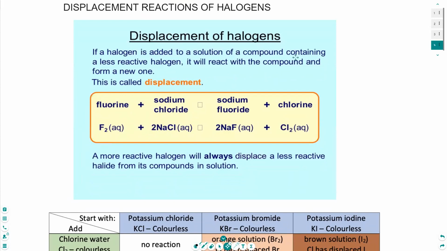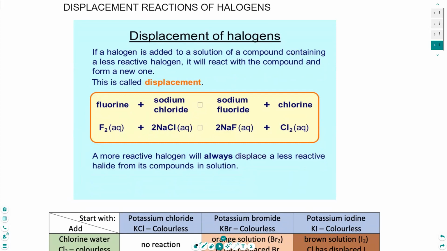So this is how it works. If a halogen is added to a solution of a compound containing a less reactive halogen, it will react with the compound and form a new one. This is called displacement.